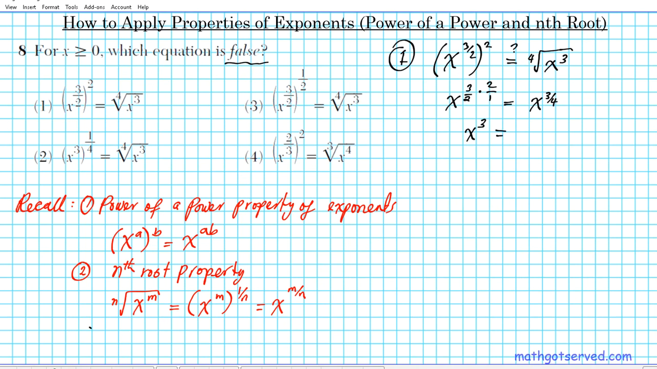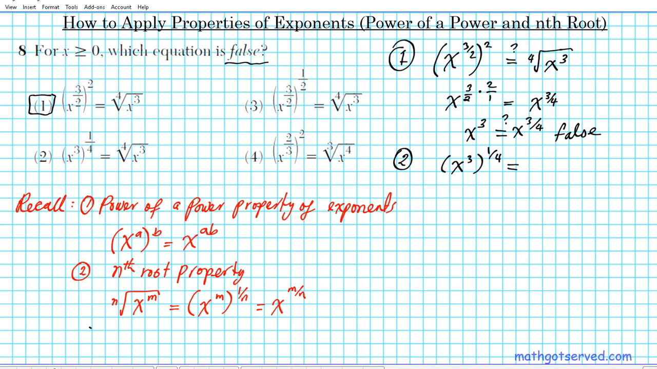Is x to the third equal to x to the 3 over 4? No, this is false. Alright, so this is the answer. Option number 1 is the answer because it is false. Okay, let's just do the others to show you that they are true and to review the use of these properties that we have here.